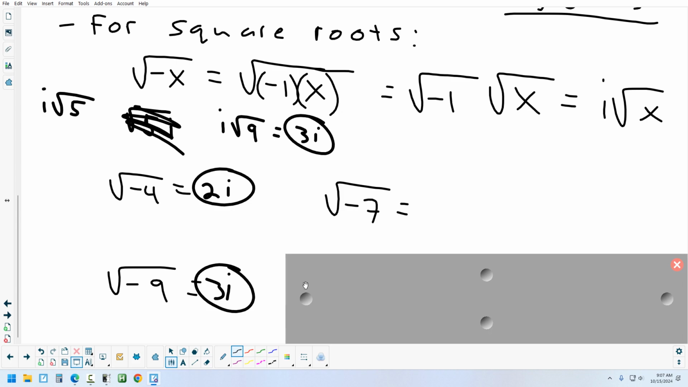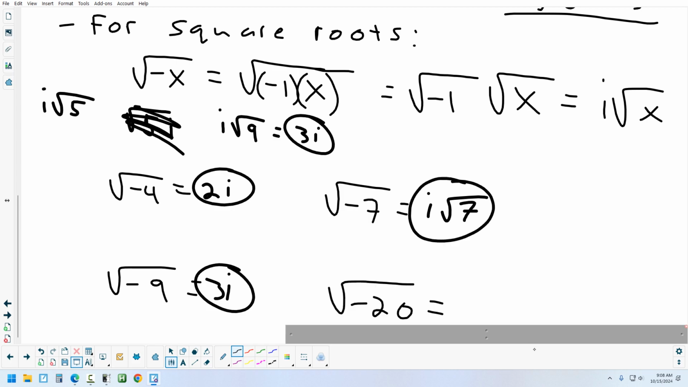Yeah, close. That would be the square root of negative 49, 7i. So I agree, it does have to have an i though. That's good. But yeah, that's just going to be i square root of 7. 7's prime, so you can't simplify that root. All you can do is pull the negative out in front. And how about the square root of negative 20?